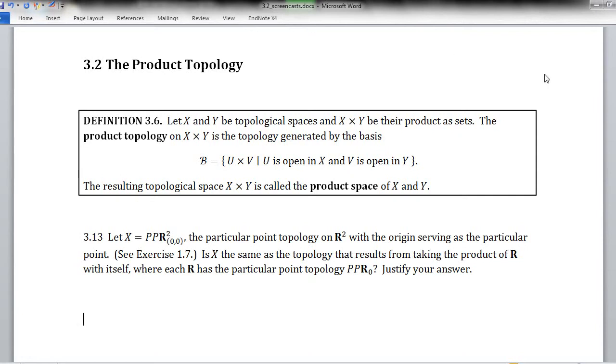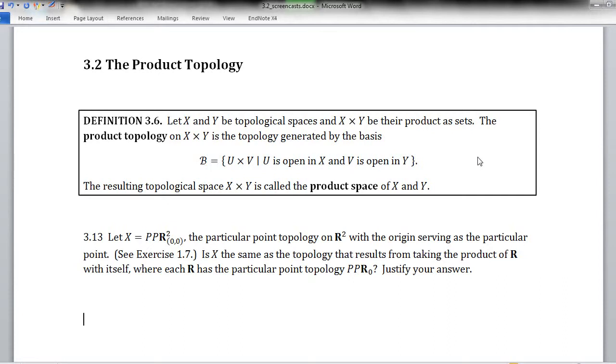Section 3.2, the product topology. Definition 3.6. Let X and Y be topological spaces, and X times Y be their product as sets. And the product topology on X times Y is the topology generated by the basis B of products U times V, where U is an open set in X and V is an open set in Y. Okay. The resulting topological space X times Y is called the product space of X and Y.